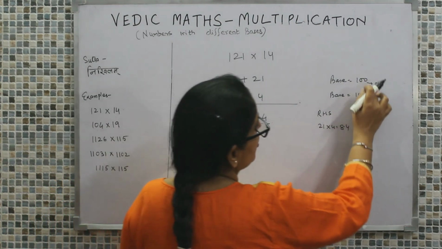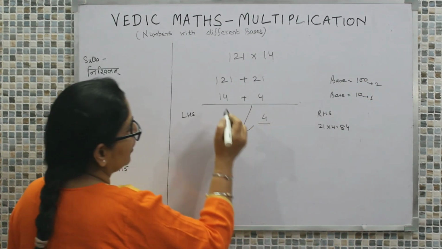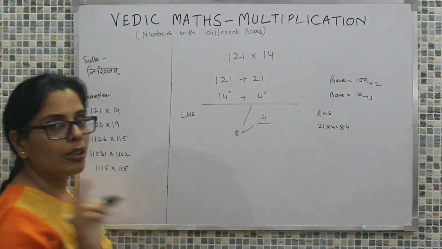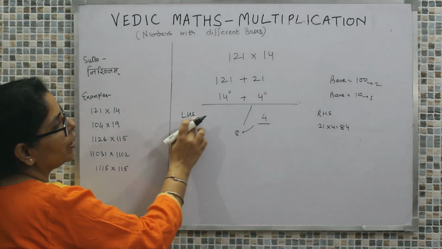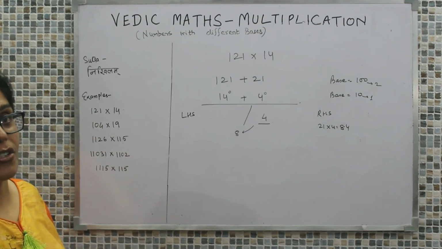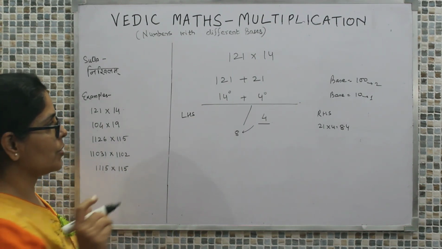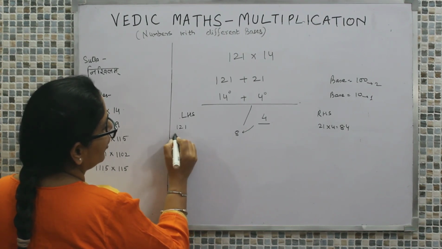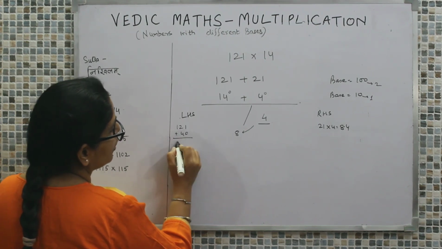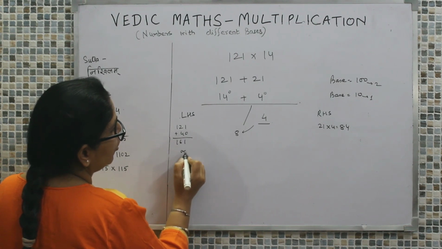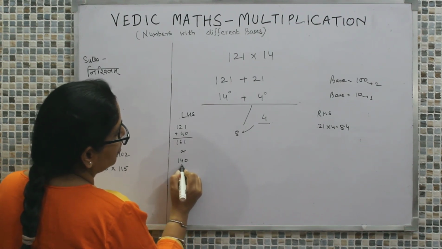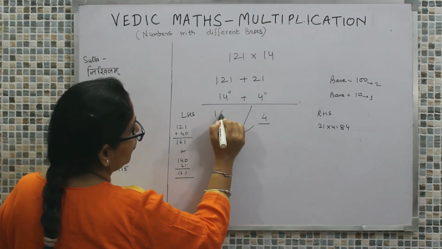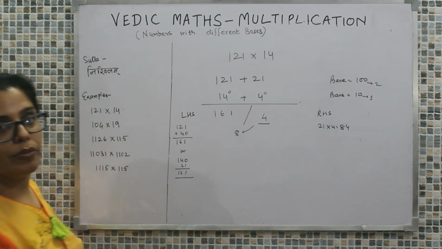For the LHS part, we have 121 is excess of 21 and 14 is excess of 4. Now taking the ratio of both the values, the ratio will be 10. So simply write a small 0 over here. This 0 will be considered when we are going for the computation for the LHS only, but not for the RHS. Now taking the LHS value, we have 121 plus 40, so that is 161, or 140 plus 21, that is 161. So we have 161.